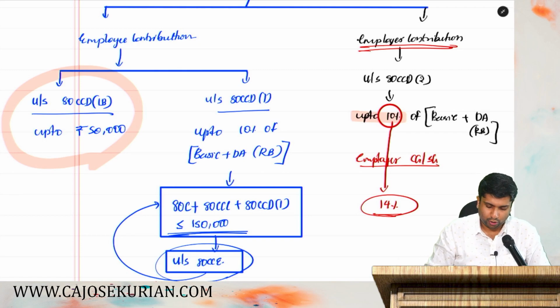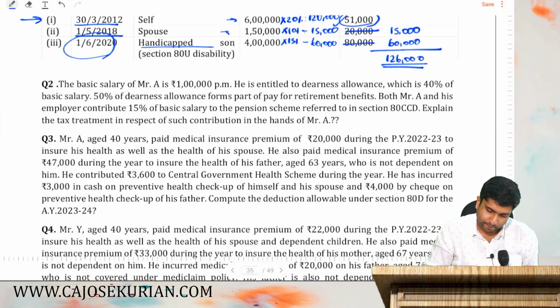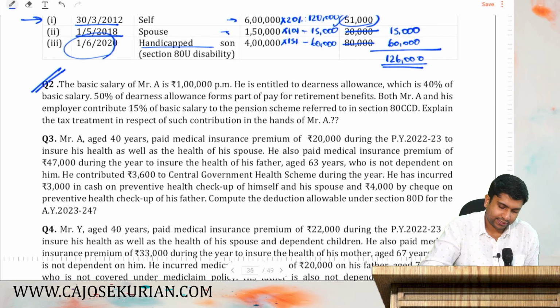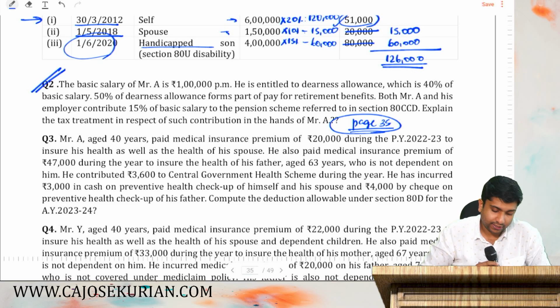Now, let's solve a problem for a better understanding of this particular flow chart. So, please take question number 2 and give me the answer. It's on page number 35 again. This question will give you a better understanding of 80 CCD. Alright friends, so let's go through the question and solve the answer.